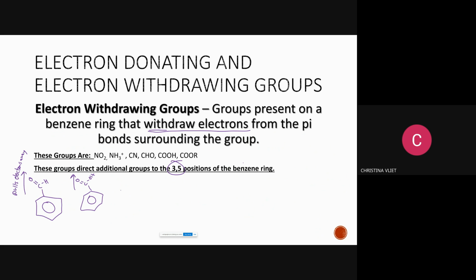Notice that ester is actually very similar to that structure. And ester, which is this, also has a very similar structure. And it's pulling electrons up out of the ring, not donating them in. And so I would definitely know these. And then cyanide does the same thing, NO2 and NH3+.